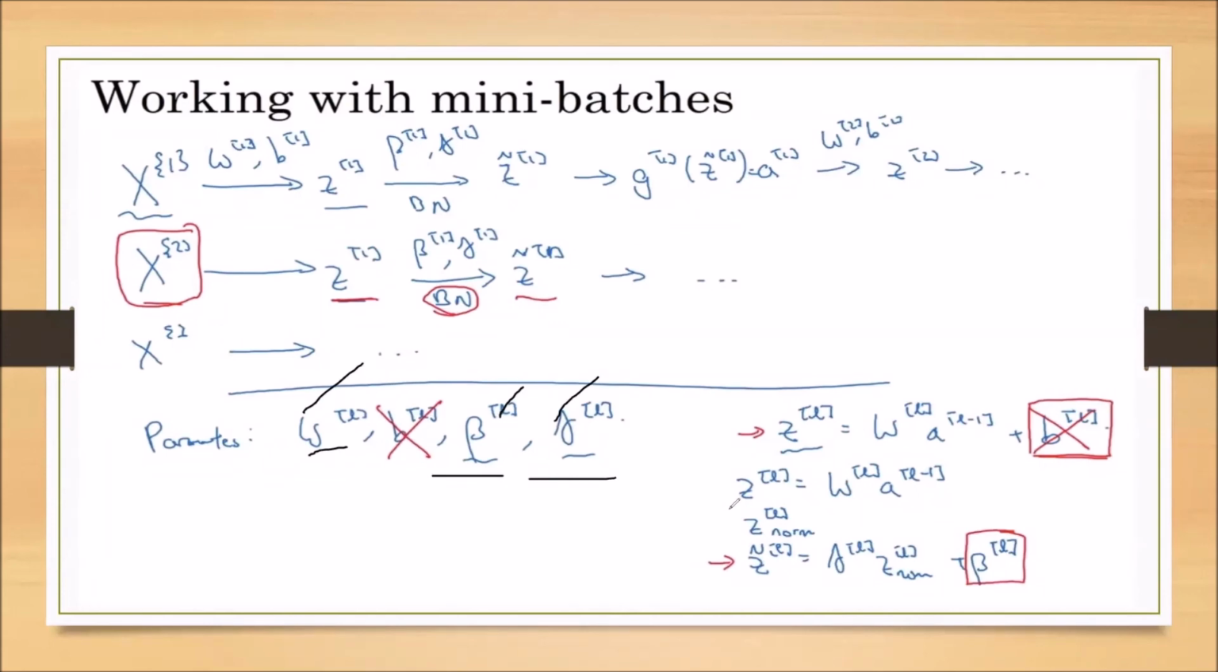Already we know ZL is equal to WL into AL minus 1, where W is the parameter matrix and A is the activation units of the previous layer, plus B. Because we neglected the B, we are not writing the B now, and we take the normalized Z value equal to gamma into the Z original value plus beta.